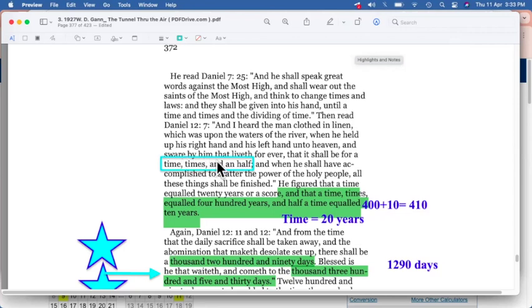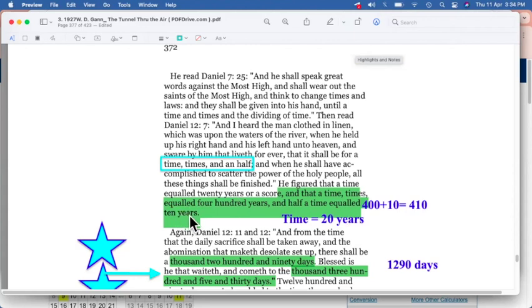And sware by him that liveth forever, that it shall be for a time, times, and a half. So we have time, times, and a half. And when he shall have accomplished to scatter the power of the holy people, all these things shall be finished. He figured that a time equaled 20 years or a score, and that a time times equaled 400 years, and half a time equaled 10 years.